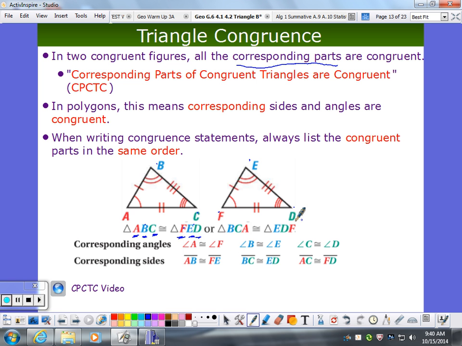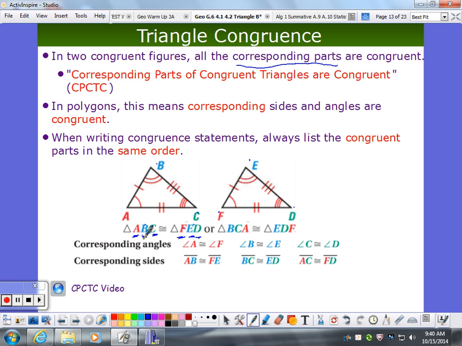I could say it in different orders. I could say BCA, but then if I say B is first, then I have to say E is first, because those are the corresponding parts. If C comes next, then I have to put its match next, which is D. So I don't know if that's making sense. I'm saying it in probably the most difficult way I can think of. But the way you write the congruence is the order in which the pieces match.